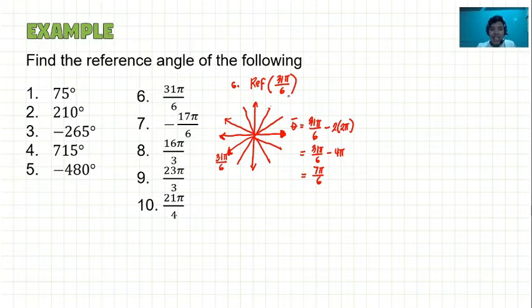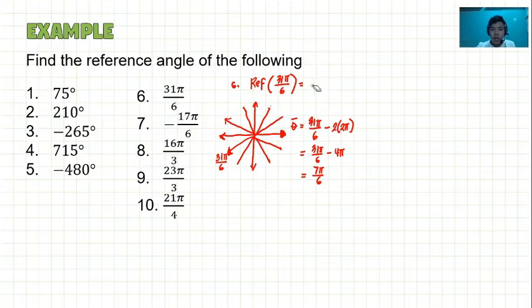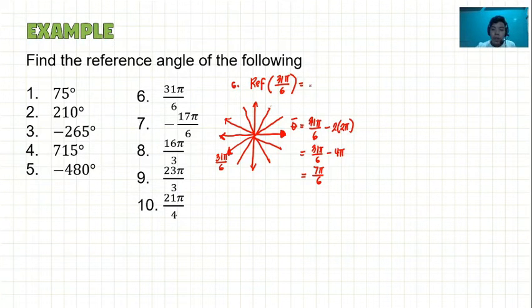And since this angle is at quadrant 3, our formula will be the angle theta bar minus pi, right?